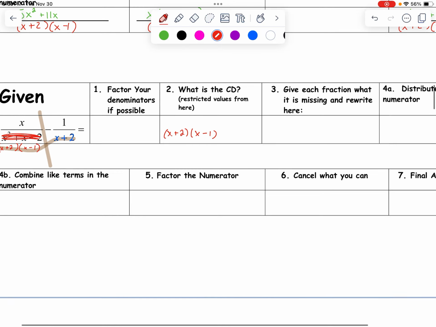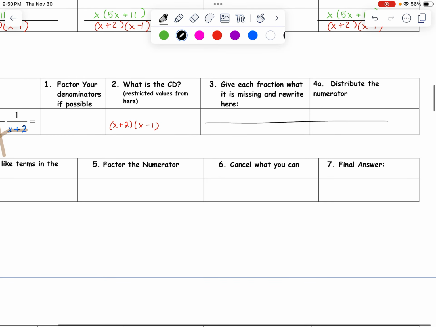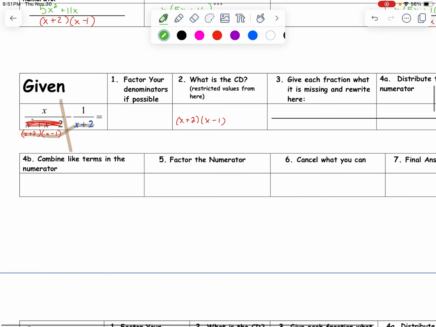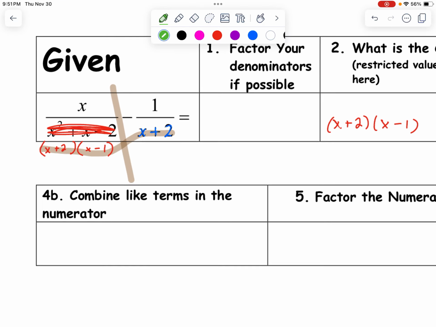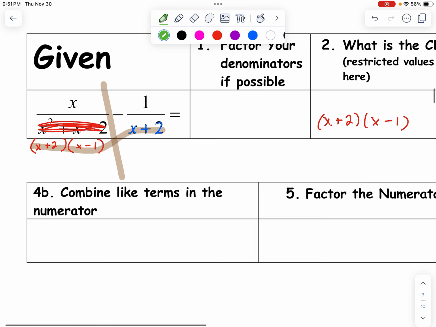Okay, so now give each fraction what it's missing. Rewrite it here. I'm going to leave the common denominator in the frame right there. Does the first fraction have the common denominator? Yes, it does. Check mark. Does the second fraction have the common denominator? No. What is it missing? X minus 1. So if it's missing on the bottom, you have to put it on the top, because technically that's a ratio of 1.